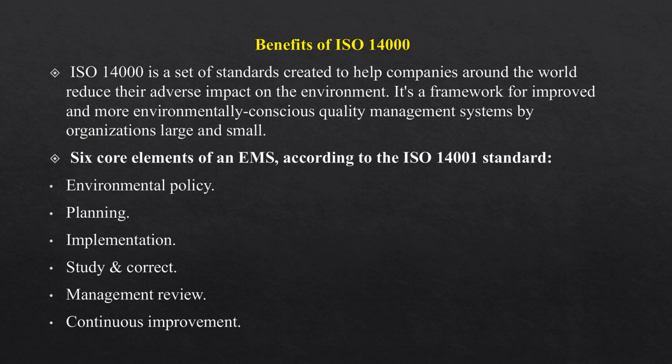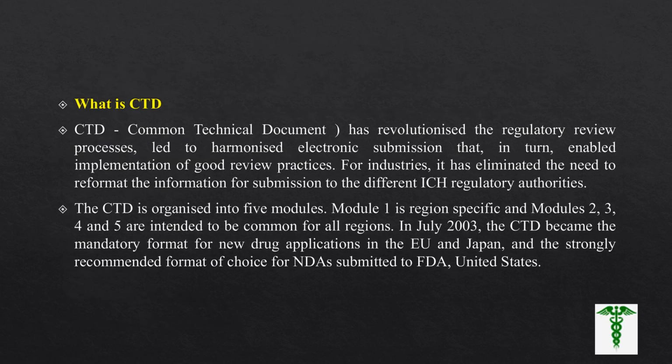So what is the benefit of ISO 14000? ISO 14000 is a set of standards created to help companies around the world reduce the adverse effect on the environment. So we can tell it is an EMS, environmental management system, for organizations, both large and small scale. So these are the 6 core elements of EMS: environmental policy, planning, implementation, study and correct, management review and continuous improvement.